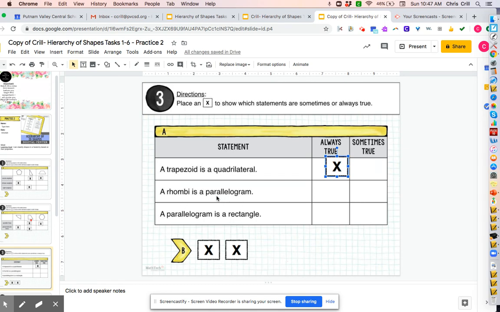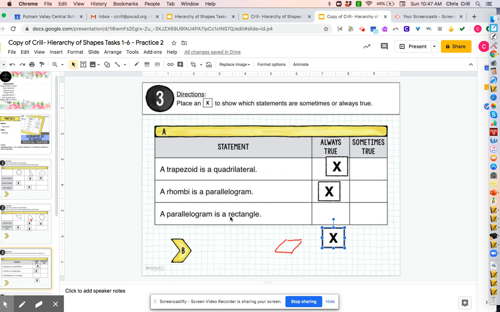A rhombi is a parallelogram. So if you recall, this would be an example of a rhombi, one rhombus. A rhombus is always a quadrilateral. True or false? Well, I would say that's always true. Is a rhombi always a parallelogram? Well, it does have to have two parallel sides, so that's going to also be always true. Not sometimes true, it's always true.